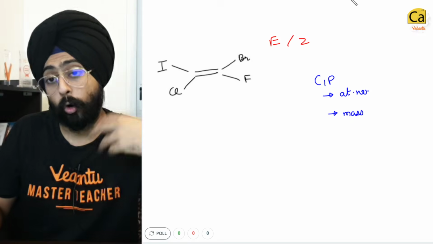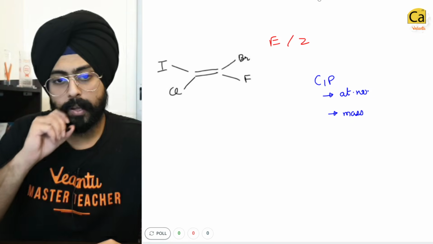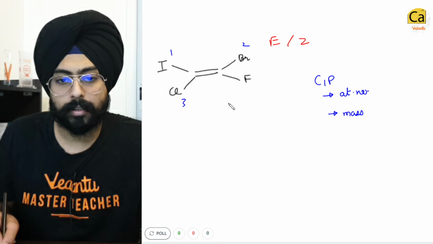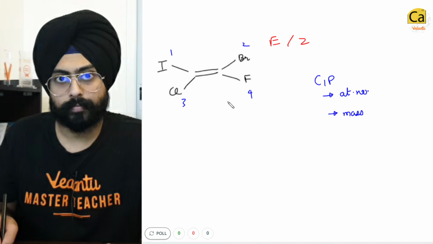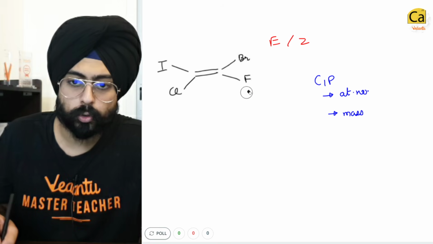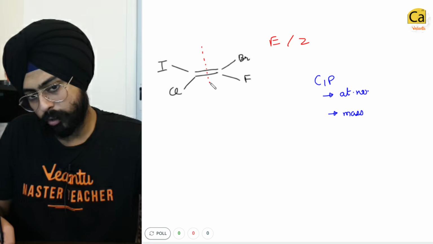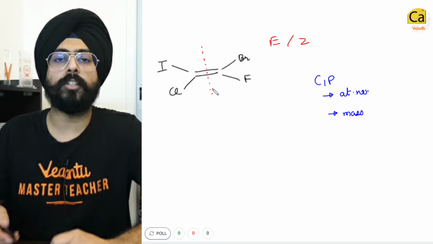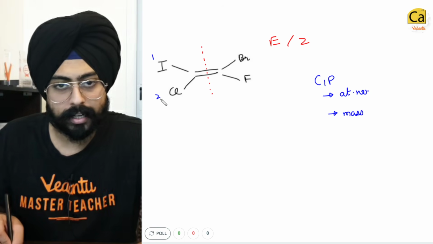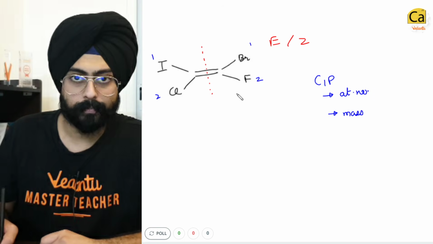Alright, for thorough revision of CIP rules, please join me in tomorrow's class at 8 p.m. But for now, if I have to give the priority, iodine first, bromine second, chlorine is third, and fluorine is the fourth. Fine. My dear friends, if I have to talk about Entgegen-Zusammen isomerism, what we have to see is what is the priority of these groups on these 2 different sides of the double bond. On the left hand side, iodine is first priority, chlorine is second priority. On the right hand side, bromine is first priority, fluorine is the second priority.